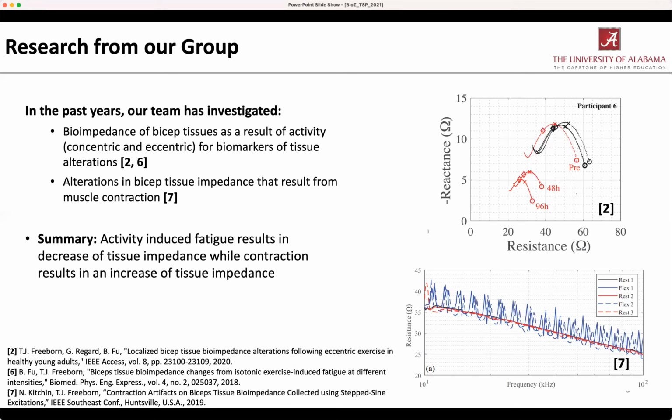So what have we learned though? The tissue bioimpedance actually shows a decrease as a result of fatigue. If we see this graph here, we'll explore this in a little more detail as we go through. But what we also notice is that activity, so contraction, also causes an alteration, but an opposite one. It actually causes an increase in the tissue bioimpedance. That gives a summary of some of the results we found, but it oversimplifies it. So let's dig into the details and explore what that means.